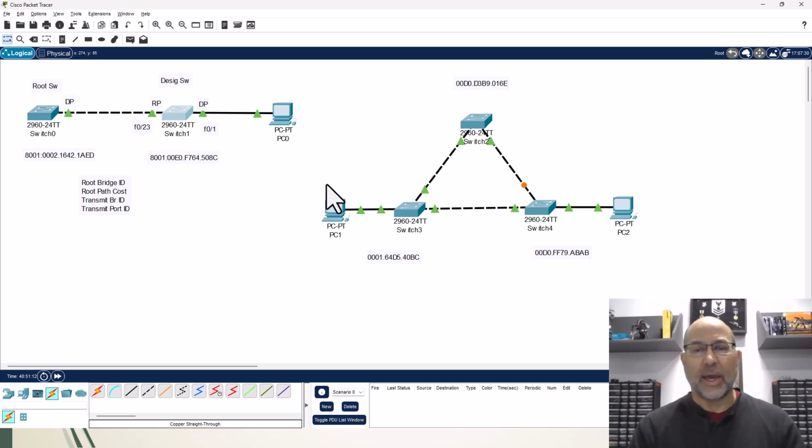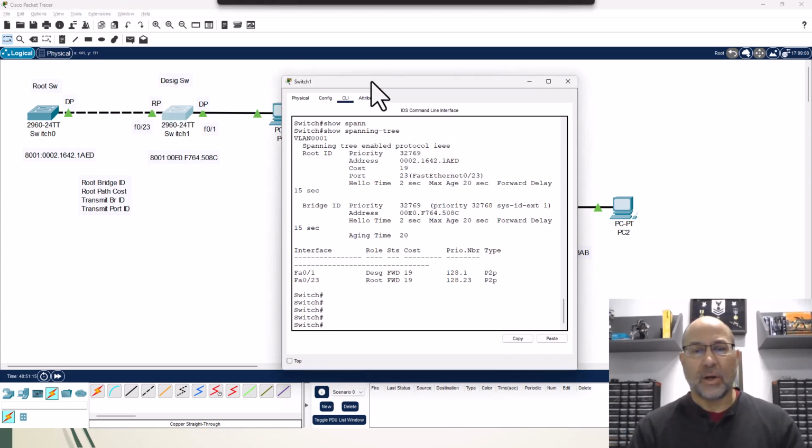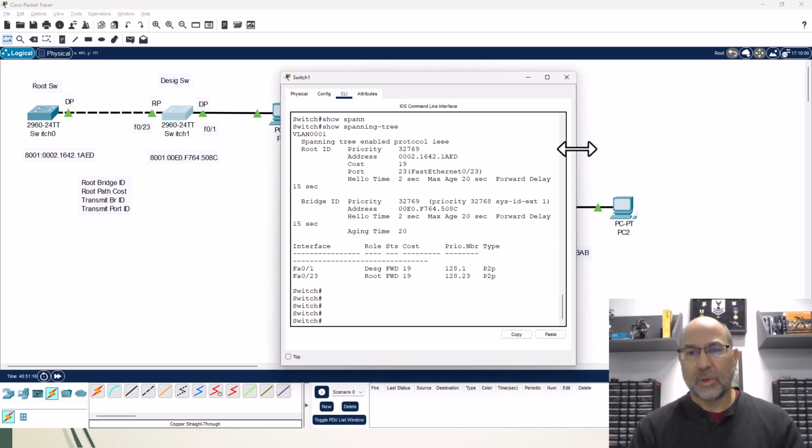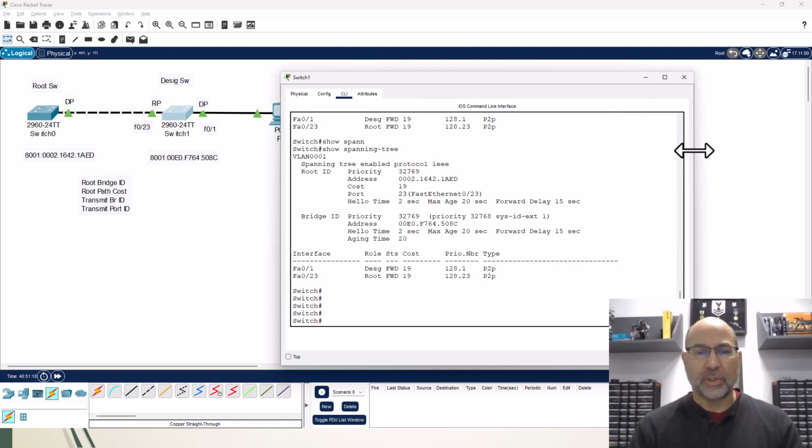If we look at our other switch, it has two ports that are active. So port 1 and port 23, they're both forwarding. One is designated and one is the root.